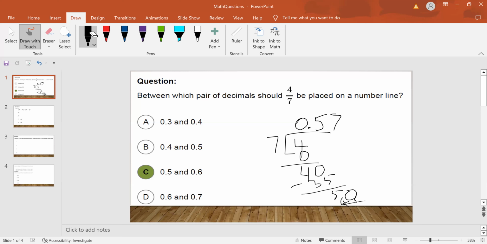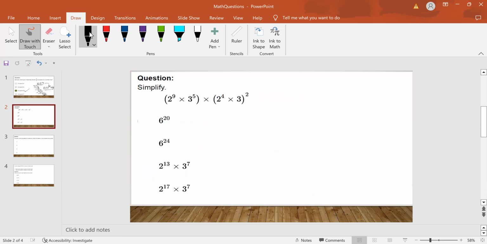So we have 0.57. The reason we chose C is because 0.57 is between 0.5, which is 0.50, and 0.6, which is 0.60. So it's like we have 0.50, we have 0.60, and now 0.57 is between these two values. Okay, let's see the next question.